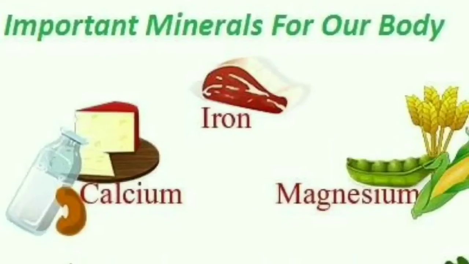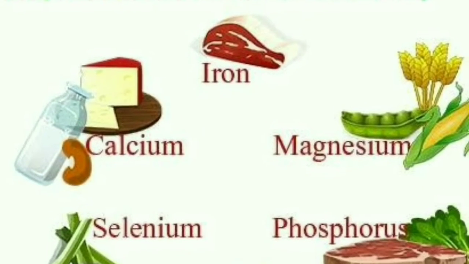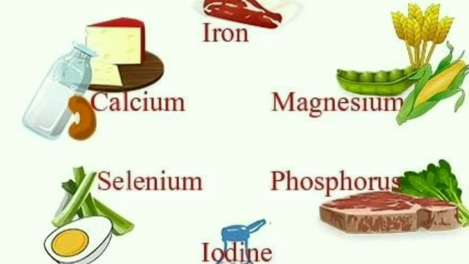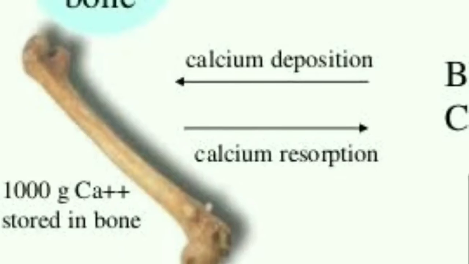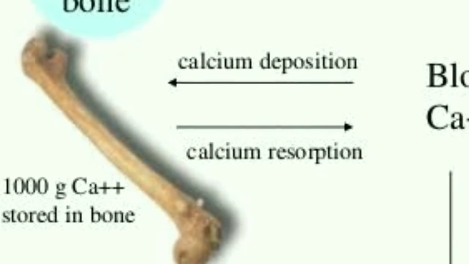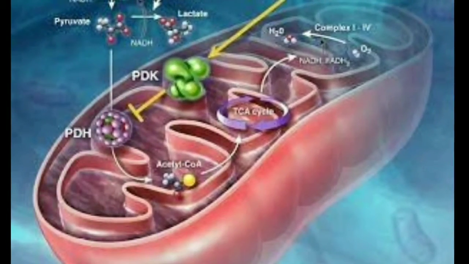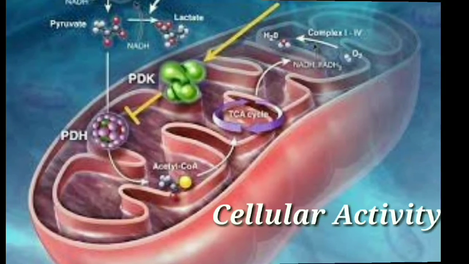The most important minerals in our bodies are calcium and phosphorus, as they make up our teeth and skeletal system, and they are responsible for the hardening of our bones. Many ionic forms of our minerals are also involved in various cellular activities.